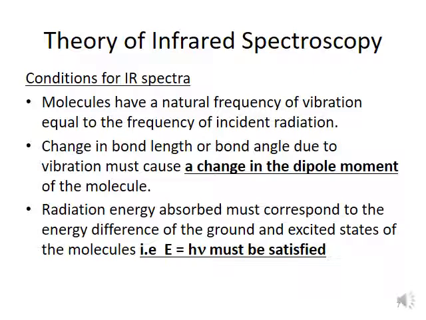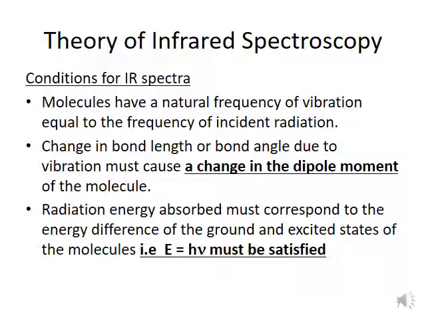Okay, so basically these molecules have a natural frequency of vibration equal to the frequency of incident radiation. So we can assume that all the IR energy has been absorbed by the atoms. Then the atoms will have sufficient energy to move in a vibration motion. Next, there is a change in bond length or bond angle due to vibration, of course.